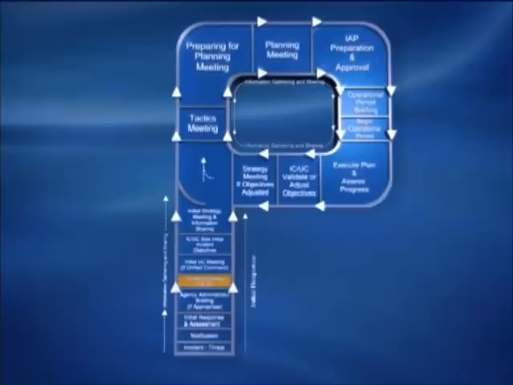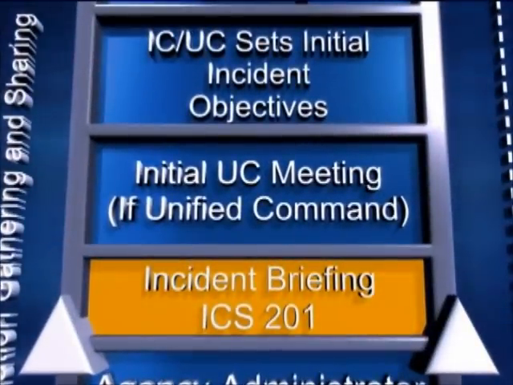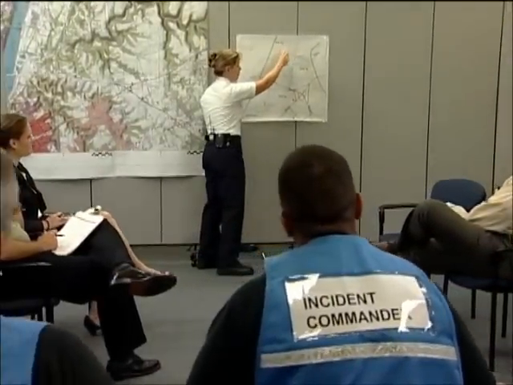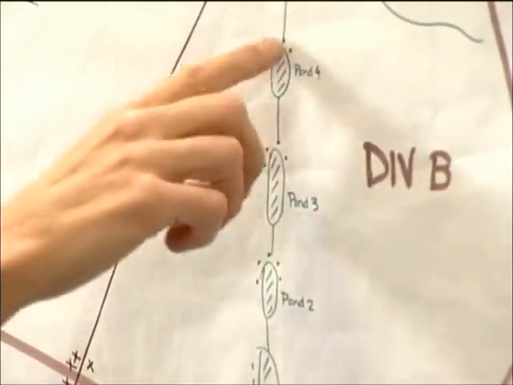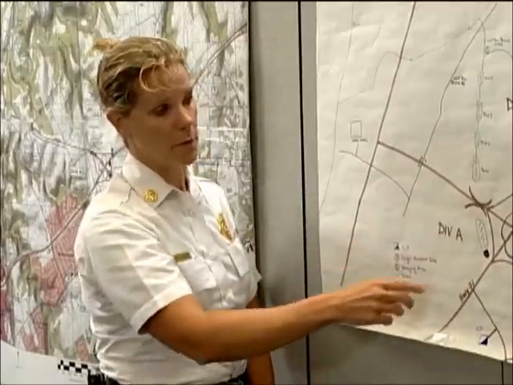Immediately following the agency administrator briefing, the current incident commander will brief the team on the current conditions. The purpose of the incident briefing is to provide more specific information regarding the incident situation, the resources assigned, and current actions that are taking place on the incident.